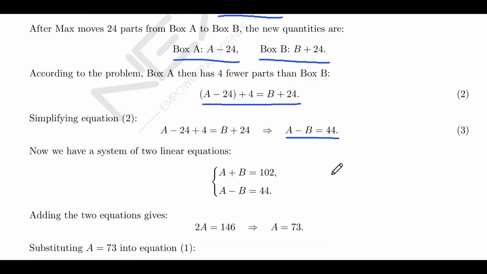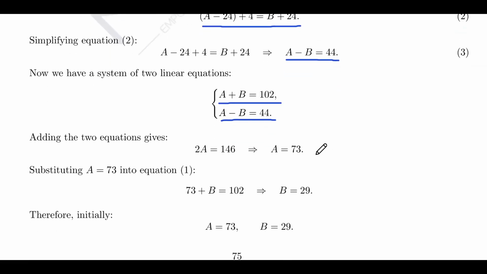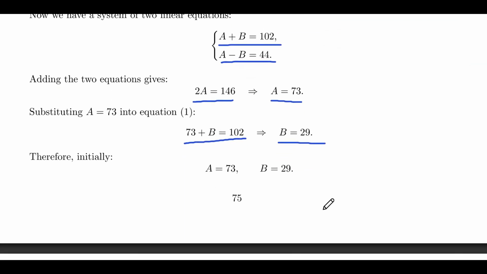Now we have two equations in words. A plus B equals 102, and A minus B equals 44. To solve these, add the two equations together. The left side gives 2 times A, and the right side gives 146. So 2 times A equals 146, which tells us that A equals 73. Substitute A equals 73 back into the first equation. A plus B equals 102. That gives B equals 29. So originally box A had 73 and box B had 29.